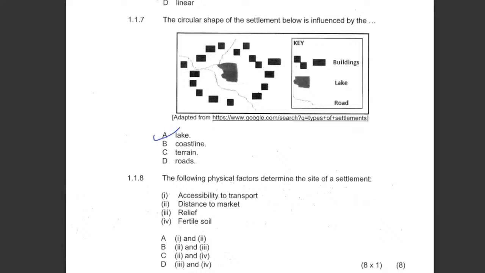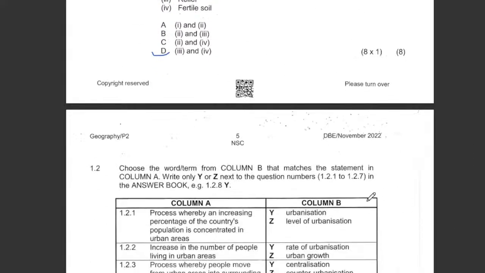Yes. Go to 1.18. The following physical features. Physical factors determine the site. Physical. First of all, let us take out what is not physical. Accessibility to the road is out because it is not physical. The market is out because it's not physical. Which one do we have physical? Relief is physical, fertile soil is physical. So which options do we have? 4 and 3. So 4 and 3 is D. Okay. Go to the next question.